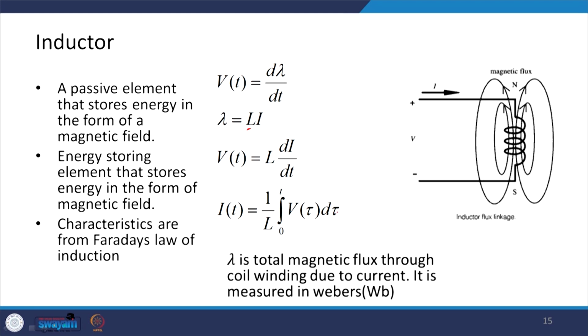or from here I can evaluate i = (1/L) ∫ v(τ) dτ, where τ is a dummy variable in order to integrate the voltage. Okay. And this magnetic flux is measured in Weber, and this is how you can see that the flow of current causes the magnetic field.